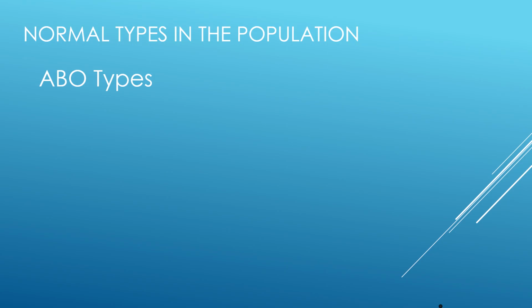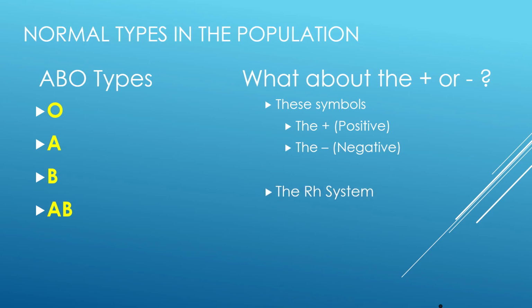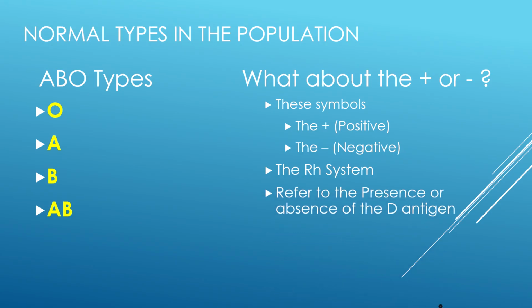The normal blood types in the population are O, A, B, and AB. What about the plus or minus? Why didn't I mention these? These symbols, the positive and the negative, which are a normal part of when we talk about our blood types, refer to the presence or absence of the D antigen, which is part of the Rh blood group system. So plus means the D antigen is there, and minus means the D antigen is not.